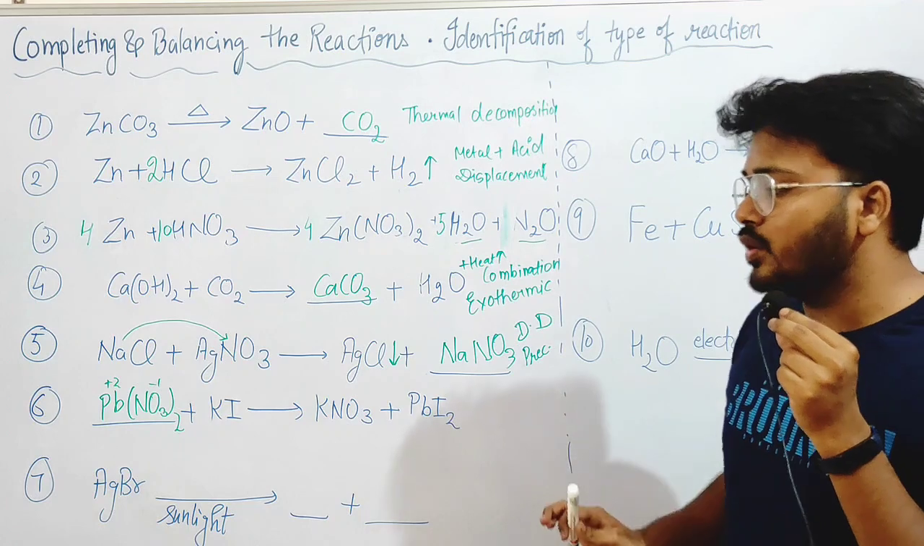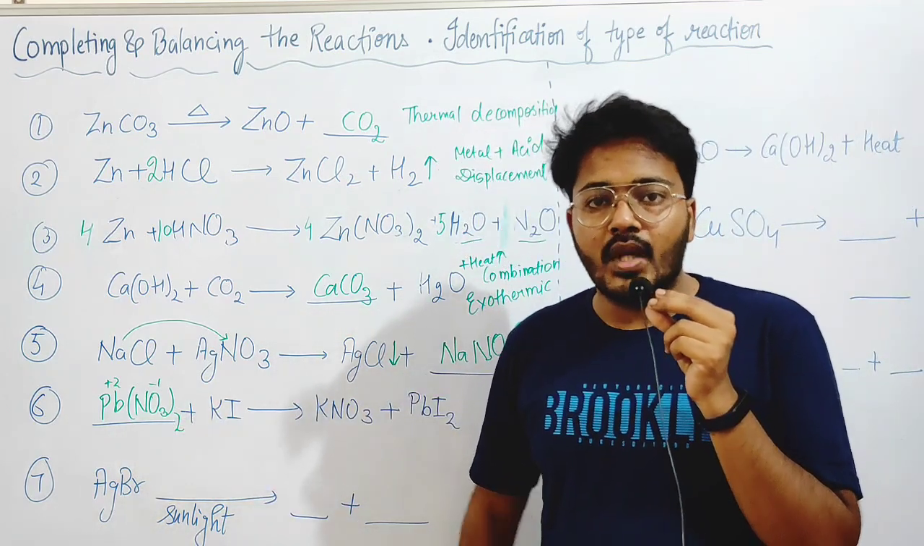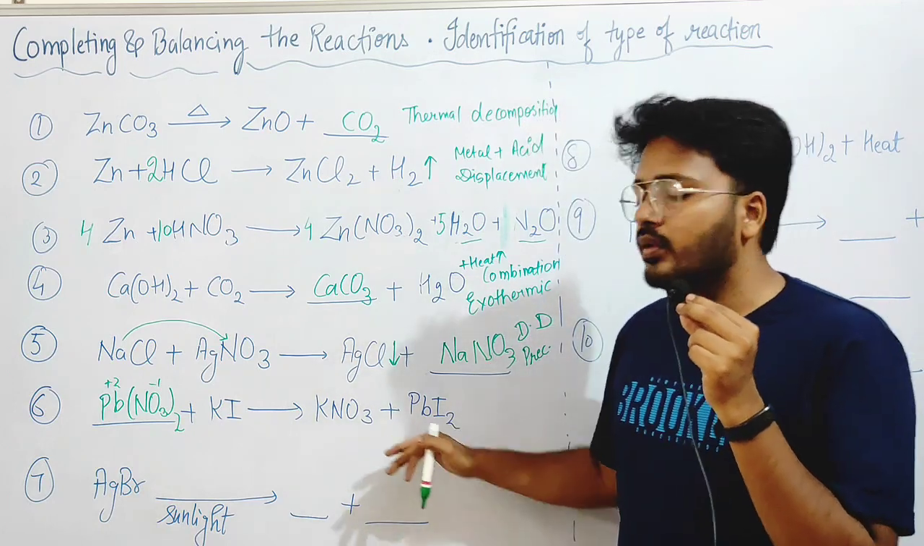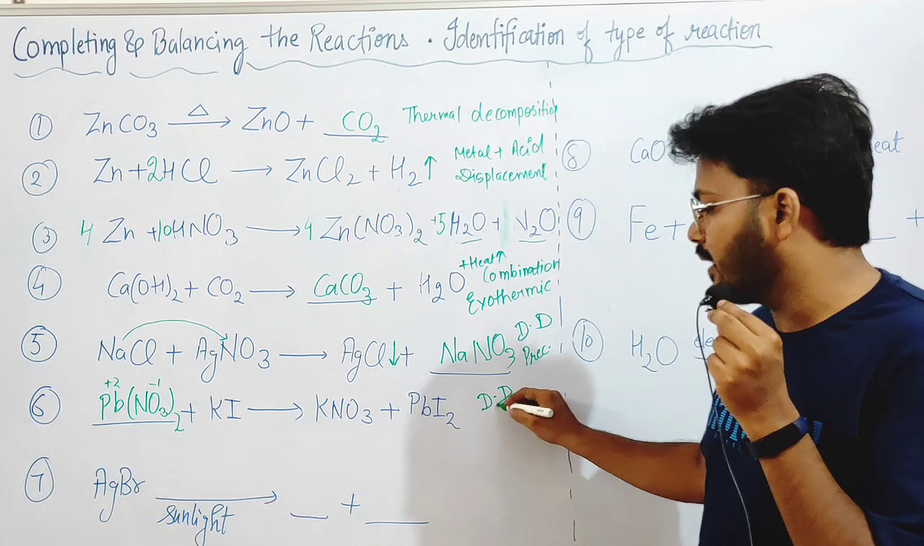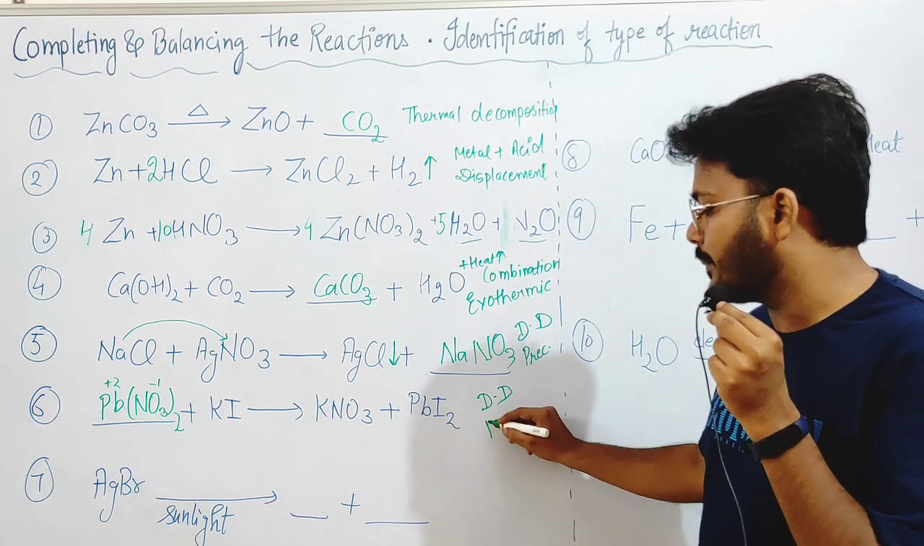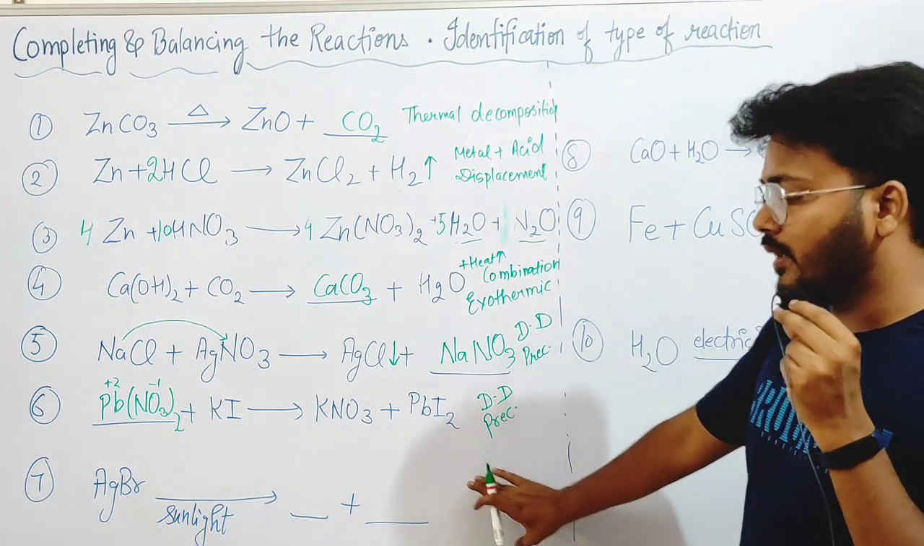In this reaction again you can see that there are two different metal salts. When they mix together, again two products are formed. So this is again an example of a double displacement reaction. Again this is a precipitation reaction. Okay. Now moving to the seventh question.